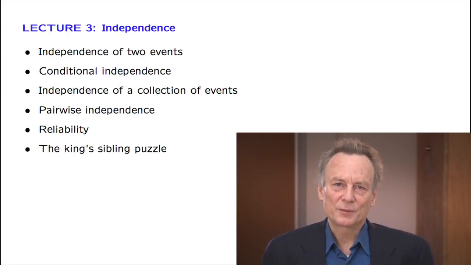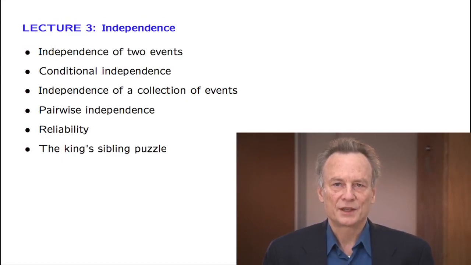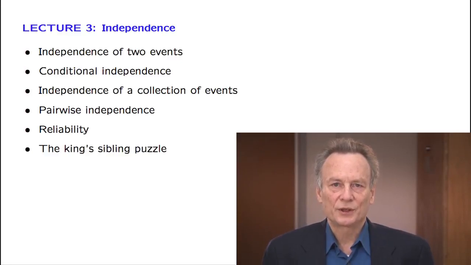But if the conditional probability turns out to be the same as the unconditional probability, then the occurrence of event A does not carry any useful information on whether event B will occur. In such a case, we say that events A and B are independent. We will develop some intuition about the meaning of independence of two events and introduce an extension, the concept of conditional independence. We will then proceed to define the independence of a collection of more than two events.